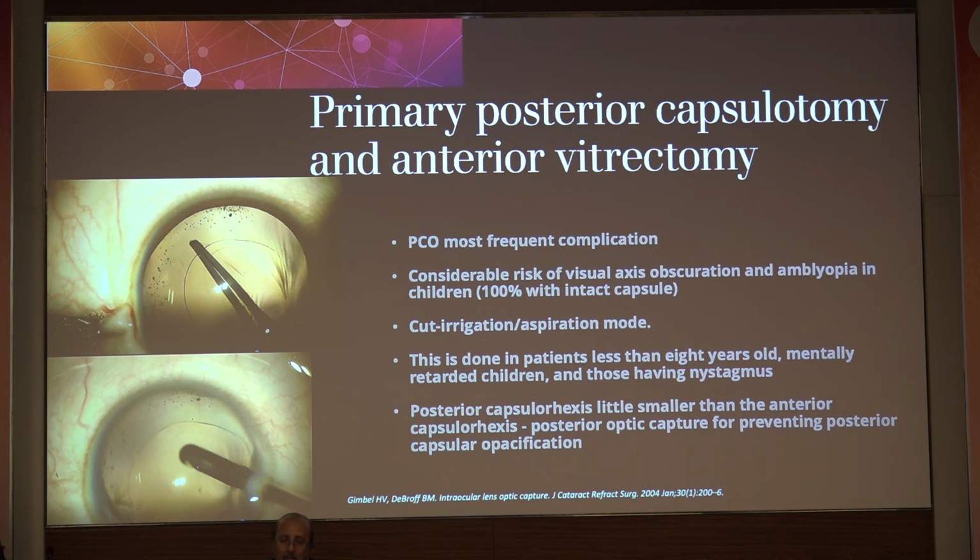So we use the cut IA mode, that is cut irrigation aspiration mode of the cutter, and we cut the capsule. And this is done in patients less than 8 years of age, or mentally retarded children who are even more than 8 years of age, or those having nystagmus, because they won't be able to sit at the YAG capsulotomy slit lamp machine. So posterior capsular rhexis should be kept a little smaller than the anterior capsular rhexis, and posterior optic capture can also be done for preventing the posterior capsular opacification.